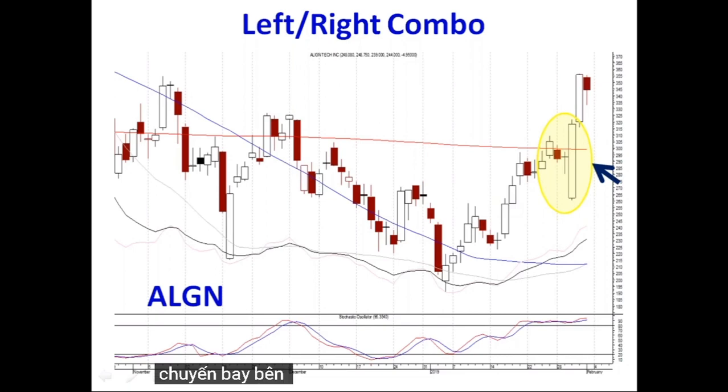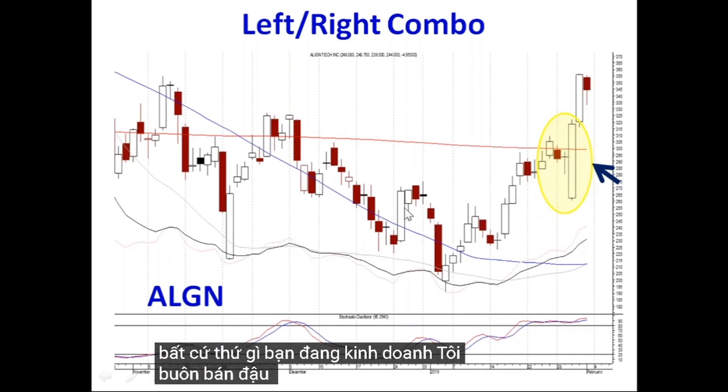How is the left right? How is it left right if you describe only one side? Harry, I don't understand the question. There's your doji. There's your bullish engulfing. The combination of those two is a left-right combo. This works for futures. It works for anything you're trading. I trade soybeans. I trade cattle, hogs, the dollar.